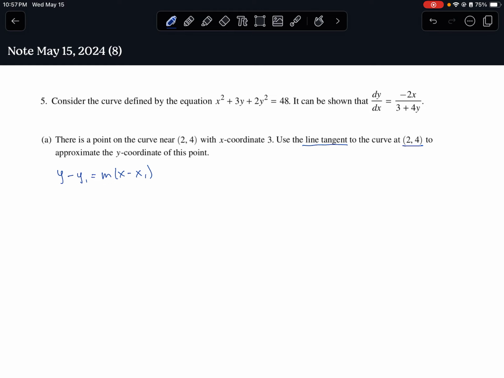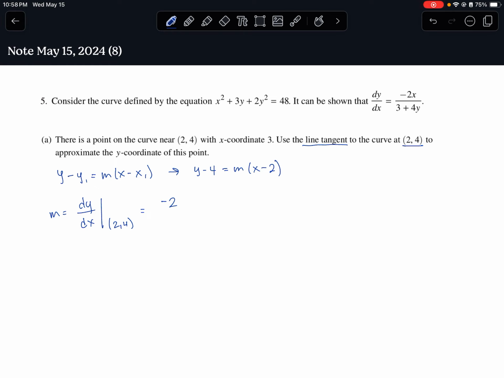We can start filling this in already too. So we have y minus y1, which would be 4, because that's our given y-coordinate, equal to m times x minus 2, because 2 is our given x-coordinate. Now I need to find m. I know that m represents slope, and another word for slope would be derivative. An expression for our derivative is given to us. So m is equal to dy/dx at (2, 4), so that way we can just go ahead and plug it in.